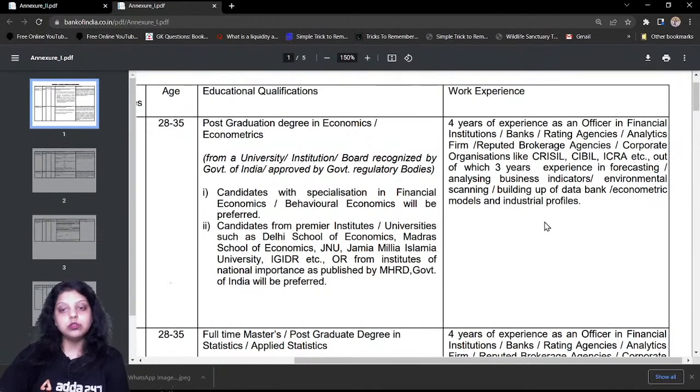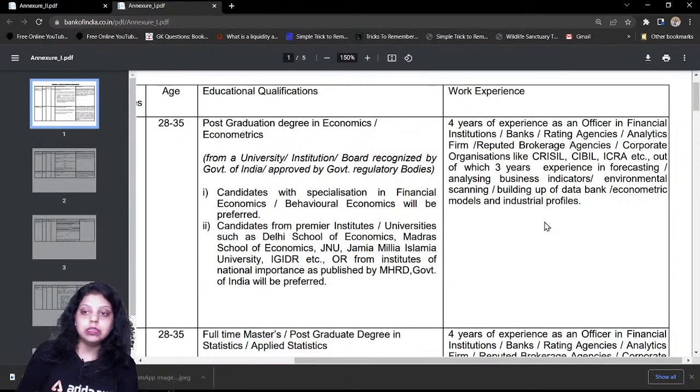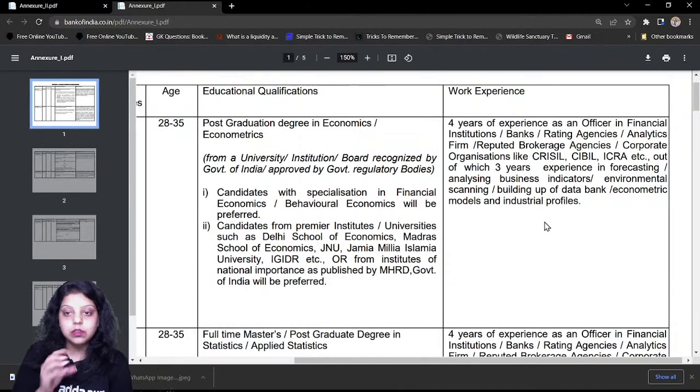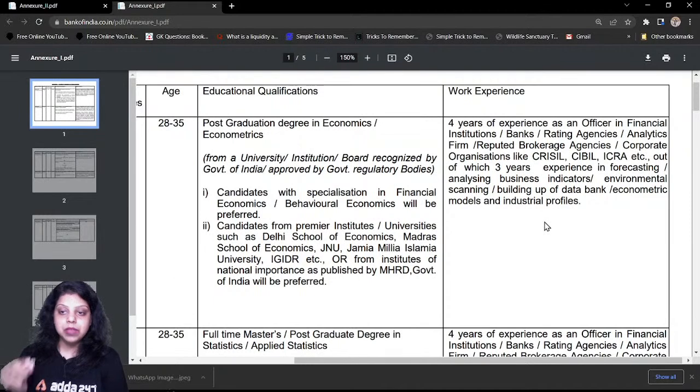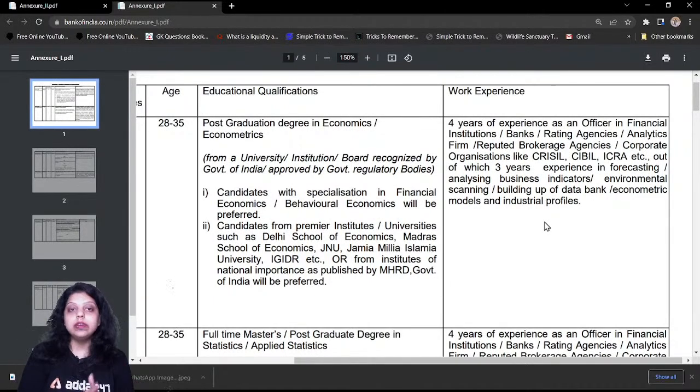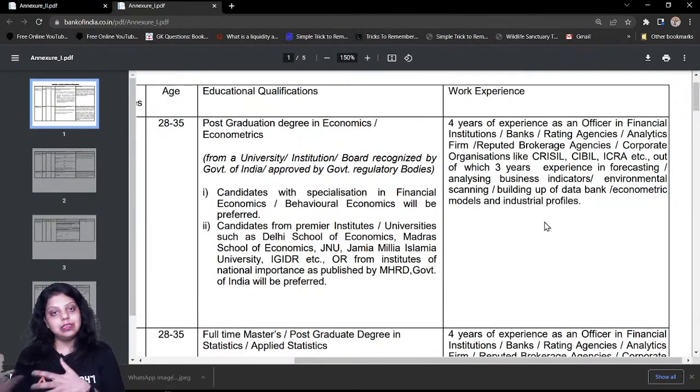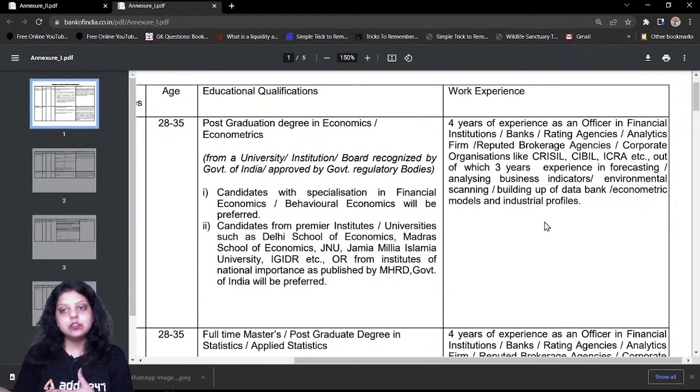So they need total experience of 4 years, but out of these 4 years, they need 3 years experience in forecasting, in analyzing business indicators, environmental scanning. So they need a total of 4 years of experience, but out of 4, they need 3 years experience in this particular field. Okay, so do make sure you are fulfilling the criteria of experience also.